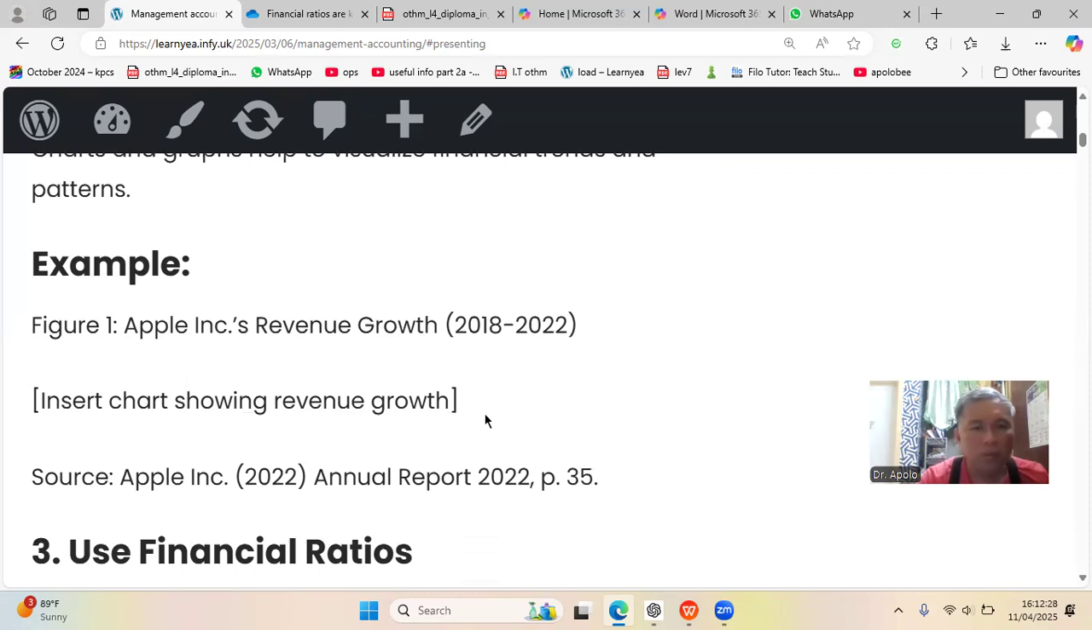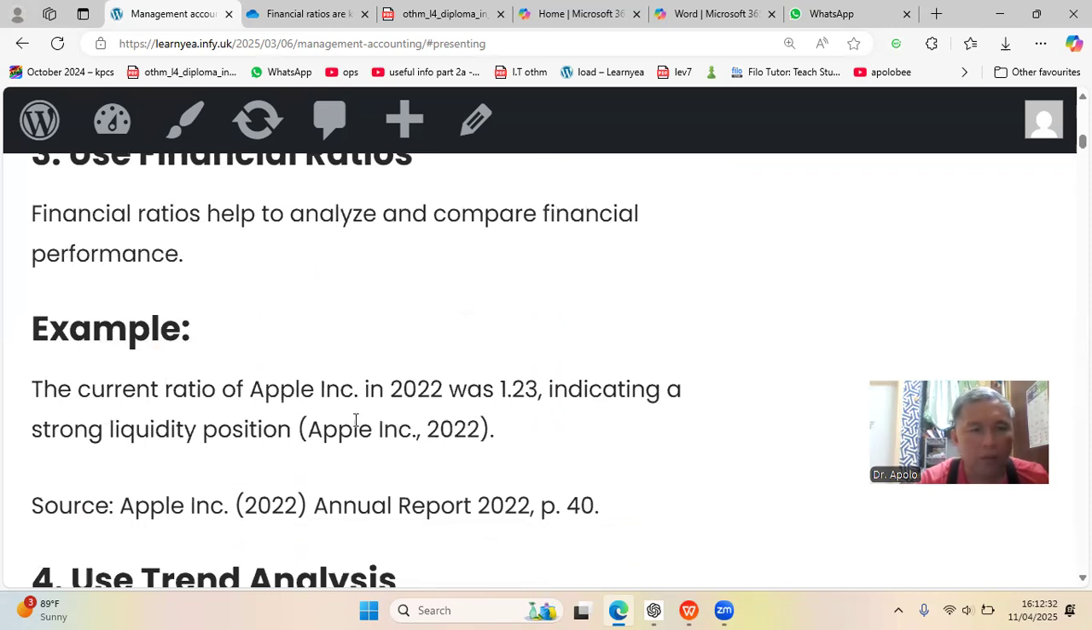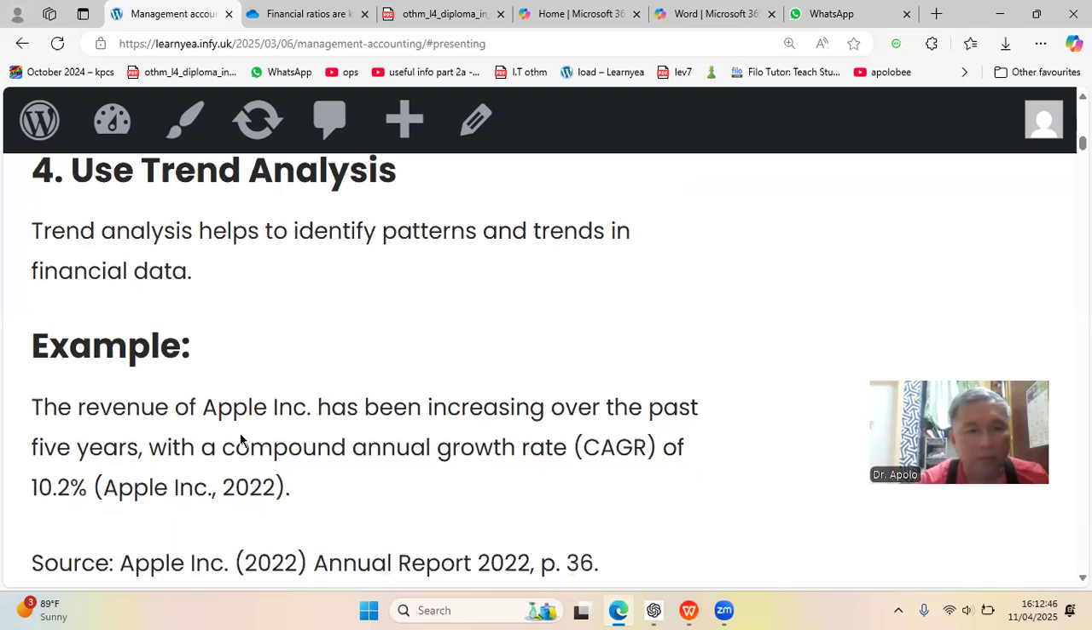Example, Apple Incorporated's revenue grew from 2018 to 2022. And then financial ratio, for example, the current ratio of Apple in 2022 was 1.22, indicating a strong liquidity position. Trend analysis helps to identify patterns and trends of financial data, that means growing. Example, the revenue of Apple has been increasing over the past 5 years with a compound annual growth rate of 10.2%. That means okay.